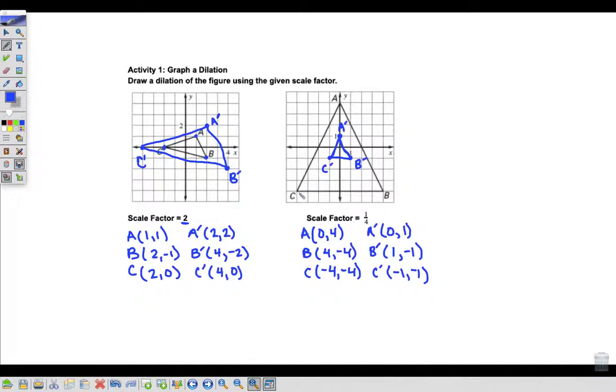Another thing I would look at if I were you, so we looked at our coordinates, our ordered pairs, but let's also look at the relationship between our side lengths. So if I look between C and B here, I have 1, 2, 3, 4, 5, 6, 7, 8. And then it changed to 2. So think, 8 times what value is going to give me 2? Well, 8 times 1/4 is 2, so then we did a good job there because that works.